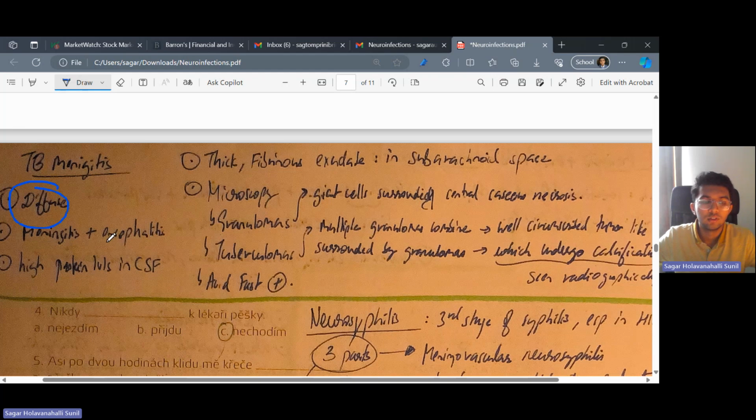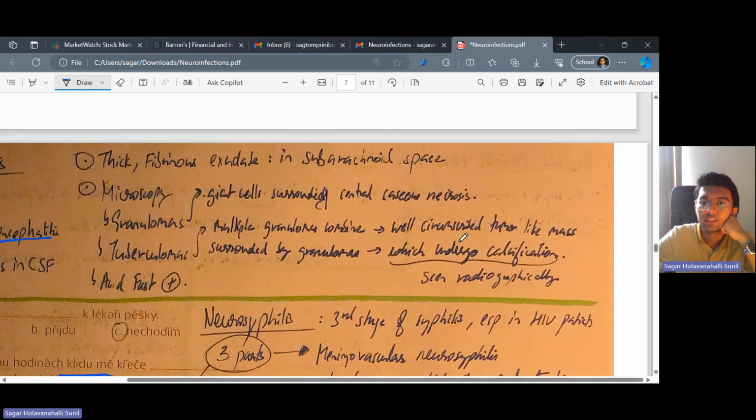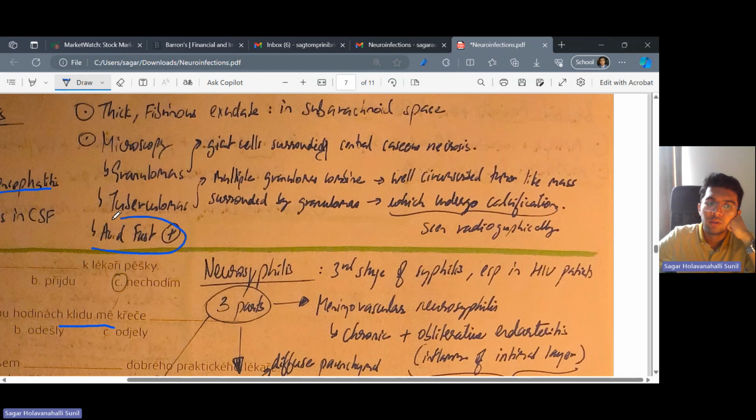Usually it's accompanied by encephalitis. There are high protein levels in the CSF, and usually you're going to have granulomas. These granulomas will coalesce, they'll combine together, and form a well circumscribed tumor-like mass. There'll also be central caseous necrosis around these granulomas, and they can undergo calcification, and radiographically you can see them as clear calcification spots. Also, if you do a culture, you can see that it's acid fast.